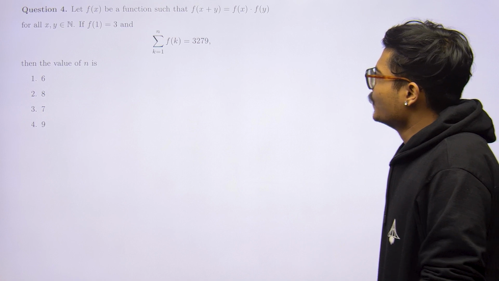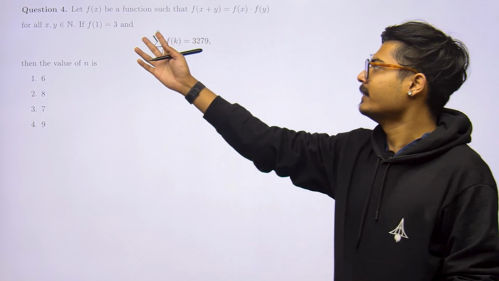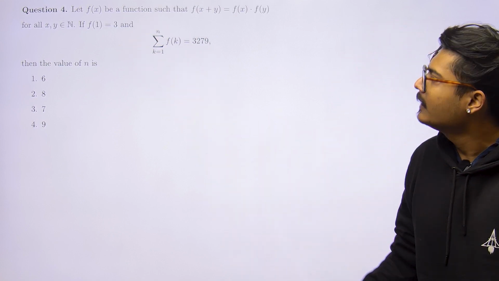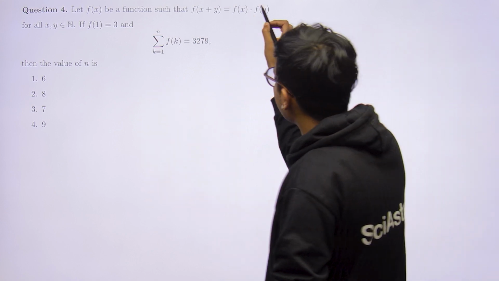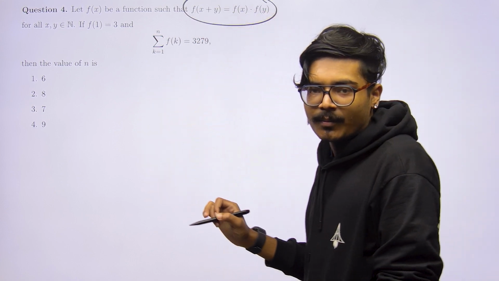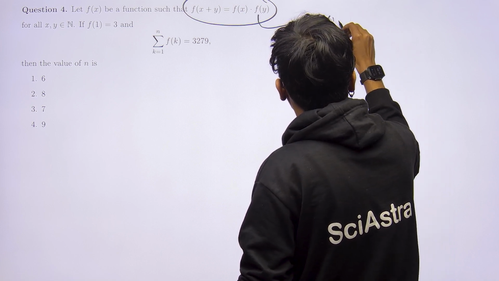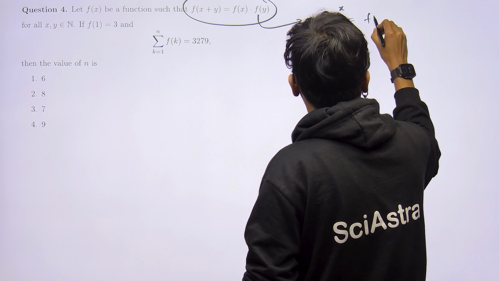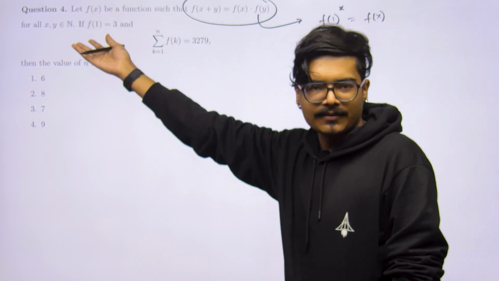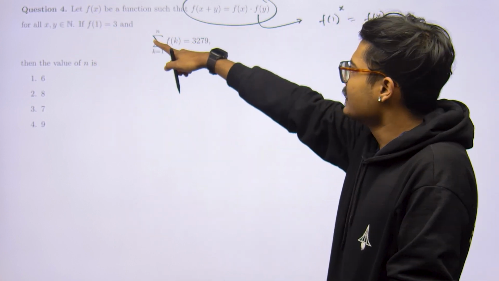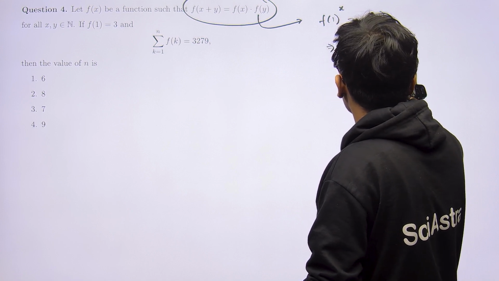Coming to the next question. f(x) is a function such that f of (x plus y) is equal to f(x) times f(y) for every x and y in natural numbers, where f(1) is equal to 3. If this summation is equal to 3279, find the value of n. Just looking at this function, you should be able to guess the general form of the function. It's always going to be f(1) to the power x. This is the general form, and if you want, you can prove it using induction on natural numbers because it's defined on N, right? In this particular case, it's given that f(1) is 3, which implies that my function f(x) is nothing but 3 to the power x, right?